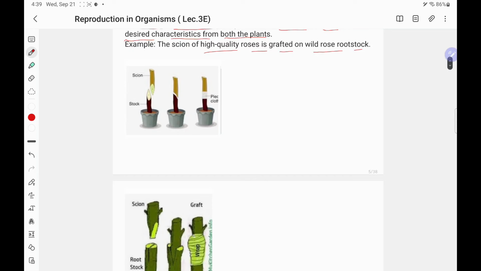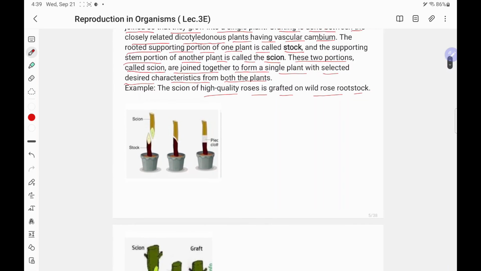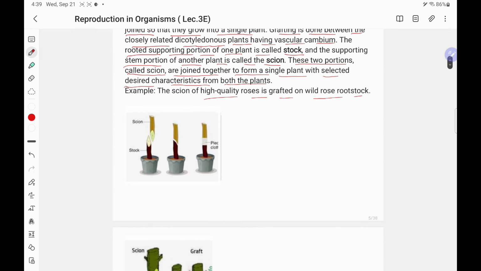Just see how grafting is done. The main plant in the pot is cut in this fashion, and the other plant that I want to graft, its cut section, is called the scion. The plant in the pot is called the stock. Then both are set together and bound.